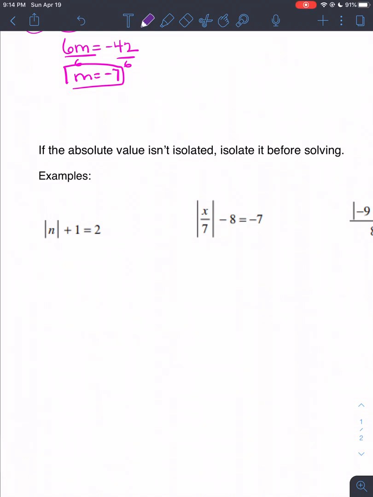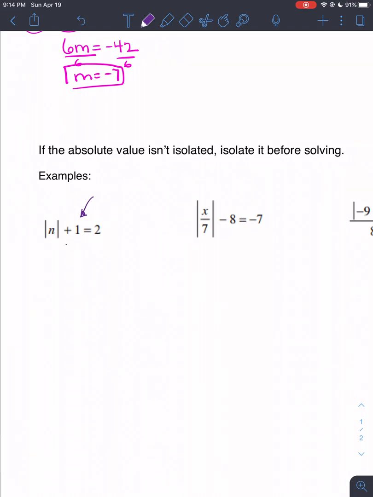Hello, Algebra 1. This is Lesson 2 of Solving Absolute Value Equations. The second lesson, we're going to add a little bit on to the first lesson. We're going to add where the absolute value sign isn't isolated. Before we can do anything else, we have to make sure that absolute value sign is isolated.